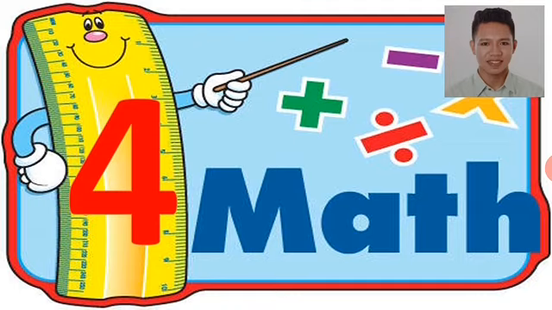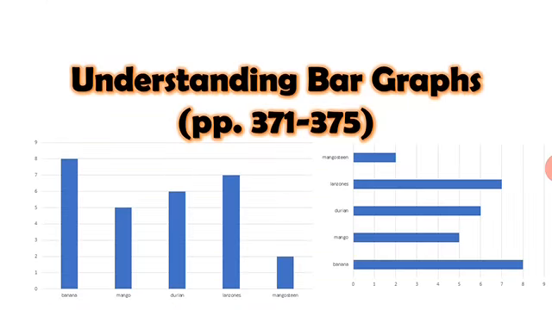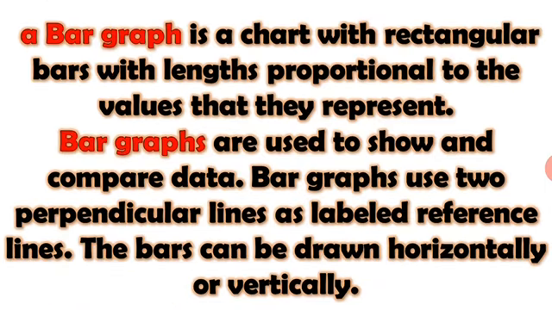So to begin with, when you say bar graph, it is a chart with rectangular bars with lengths proportional to the values of what they represent. Bar graphs are used to show and compare data. Bar graphs use two perpendicular lines as labeled reference lines. The bars can be drawn horizontally or vertically.